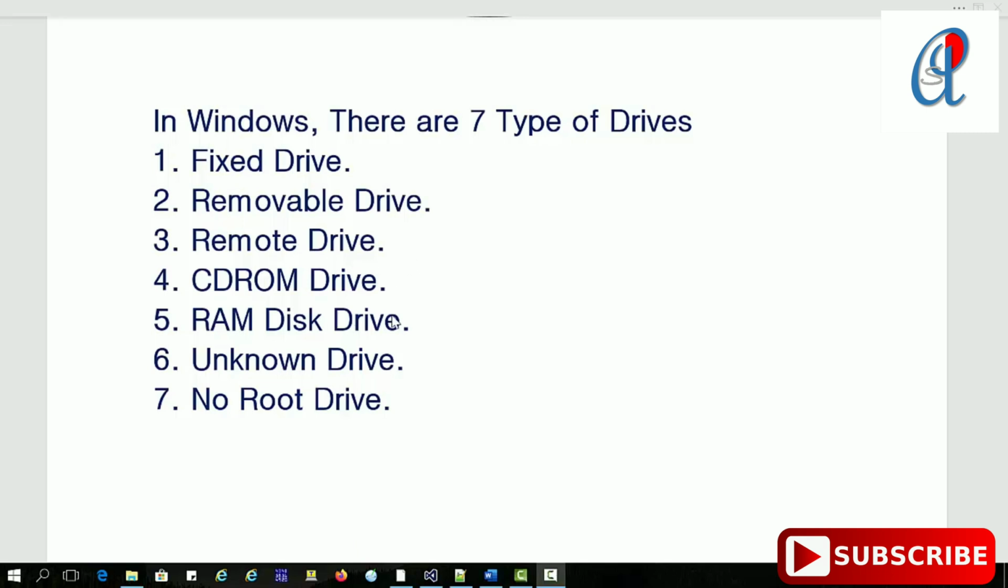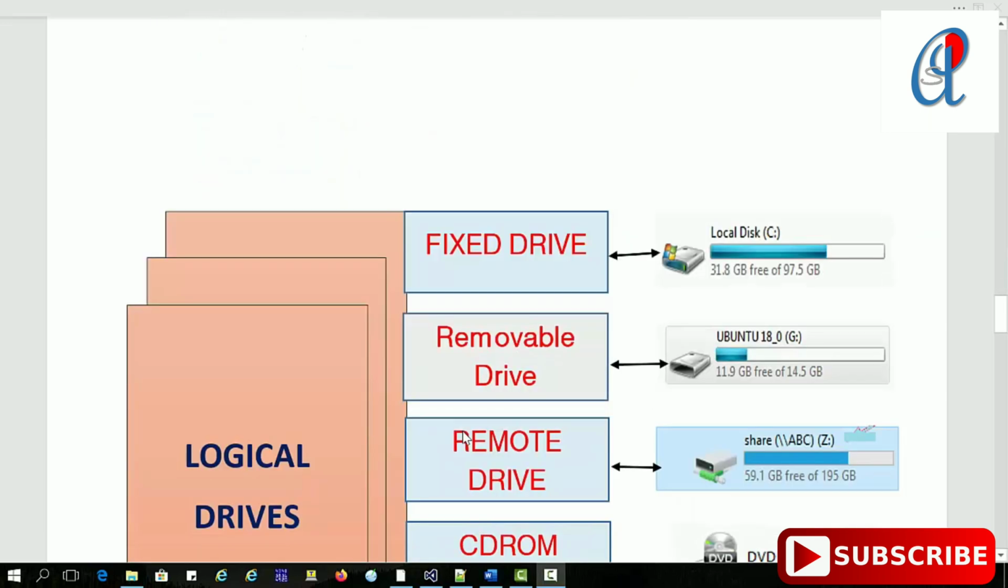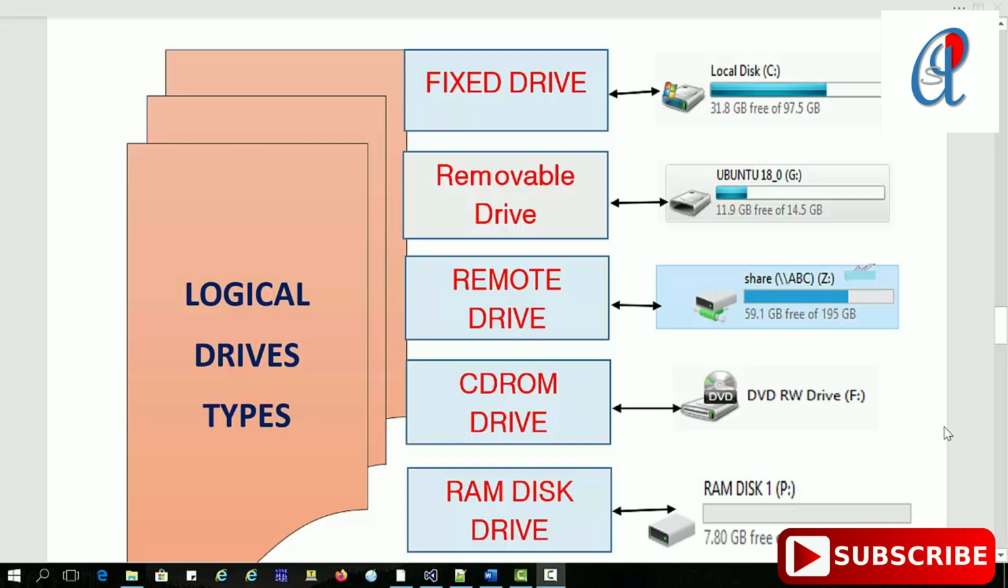CD-ROM drive is the CD, you already know that. RAM disk drive: if you are connecting external RAM to your system, it is identified as a RAM disk drive. There is an unknown drive, which means the drive is not mounted in your system. And no root drive, where there is nothing.